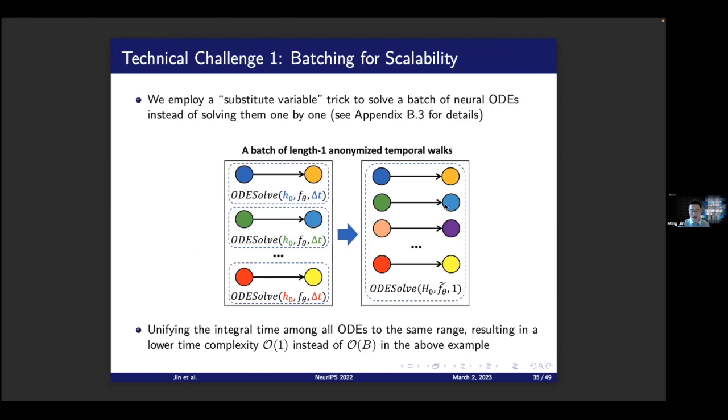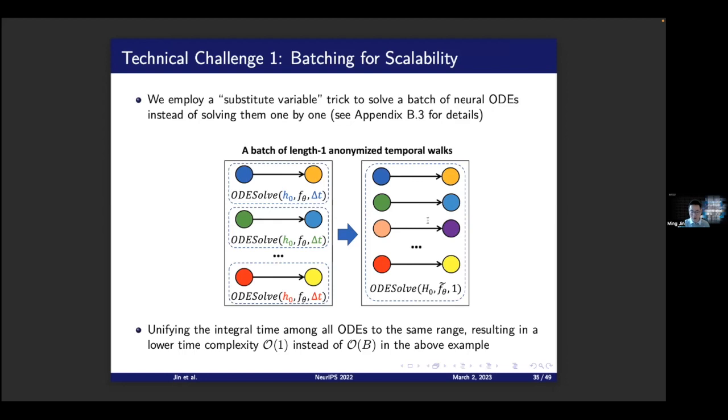The key idea here is to solve all of the ODEs at once. And here we employ a substitute variable trick to do this part, to unify the integral time among all ODEs to be the same range.